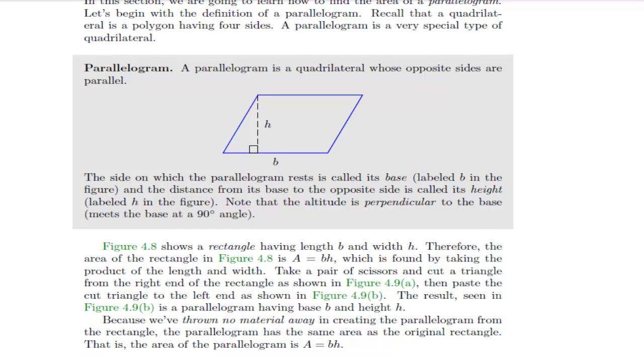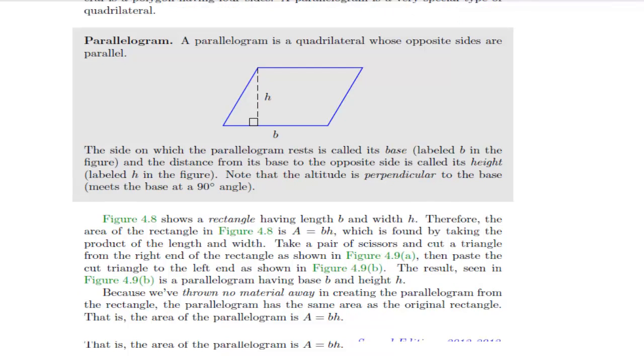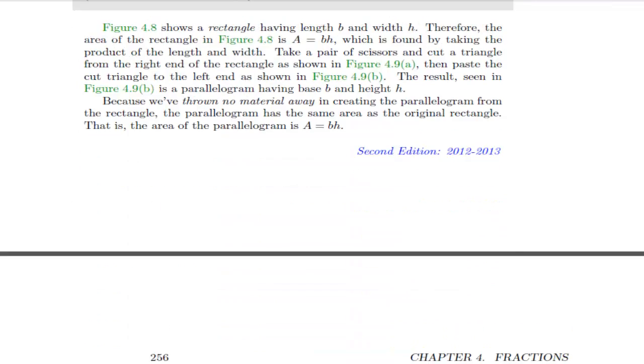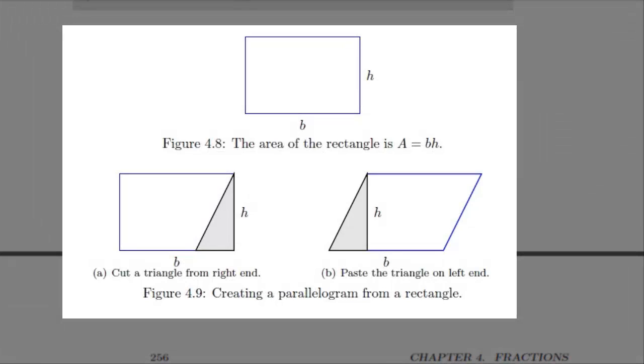The side on which the parallelogram rests is called its base, labeled B in the figure, and the distance from this base to the opposite side is called the height, labeled H in the figure. Note that the altitude is perpendicular to the base, meaning it meets the base at a 90-degree angle. Figure 4.8 shows a rectangle having length B and width H. Therefore, the area of the rectangle in figure 4.8 is A equals B times H, which is found by taking the product of the length and width.